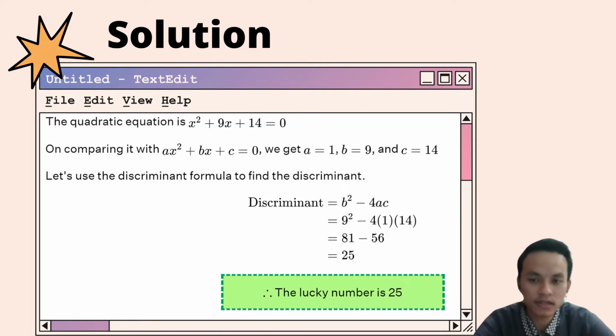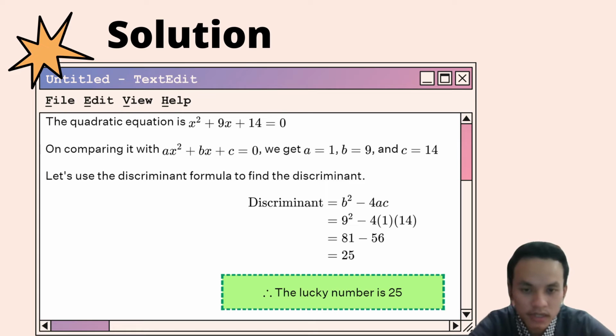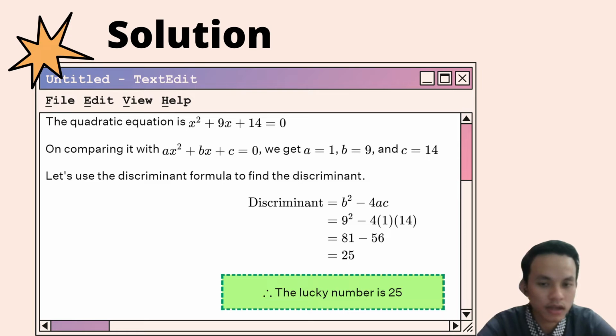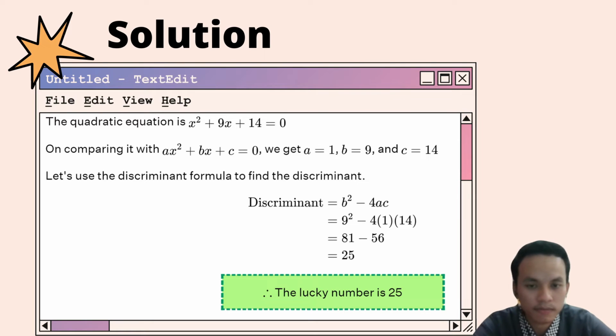So let's use the discriminant formula to find the discriminant. So the discriminant will be equals to b squared minus 4ac. So we get 9 squared minus 4 times 1 times 14. We get 81 minus 56. We will have the discriminant value is 25. So the lucky number is 25.